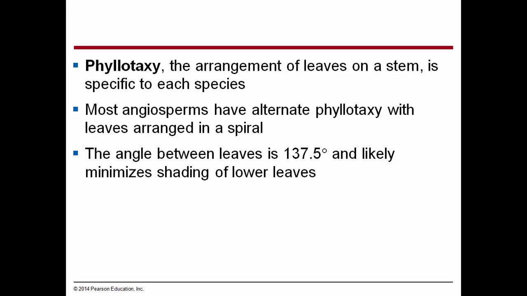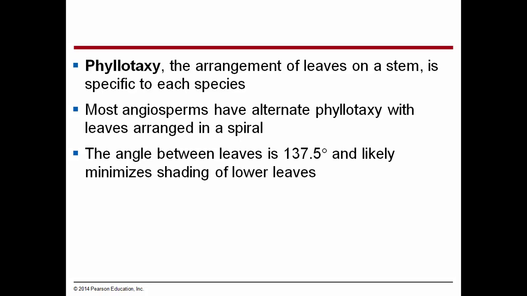Phyllotaxy is the arrangement of leaves on a stem. It's specific to each species. Most angiosperms have alternate phyllotaxy with leaves arranged in a spiral. Some have paired leaves, but alternate phyllotaxy is the most common. The angle between the leaves is 137.5 degrees and is likely to minimize shading of the leaves. So that phyllotaxy rotates around in a spiral.